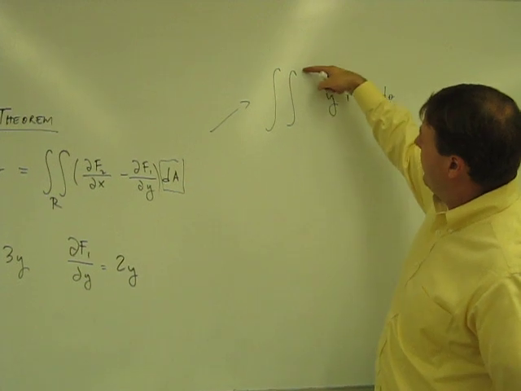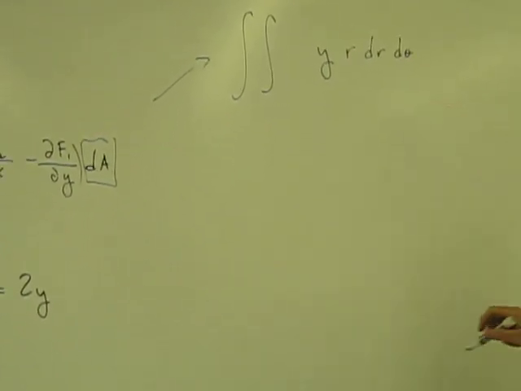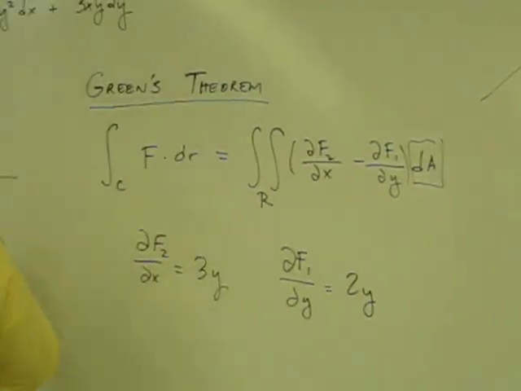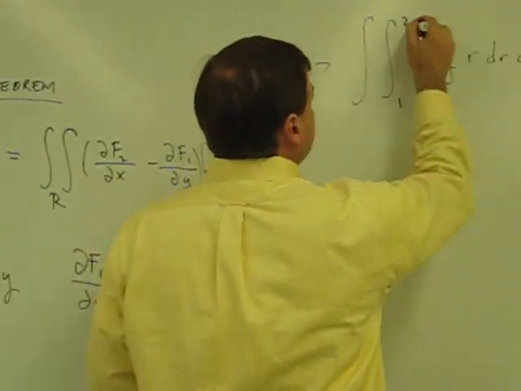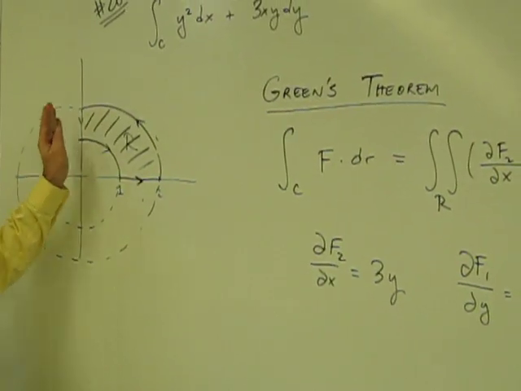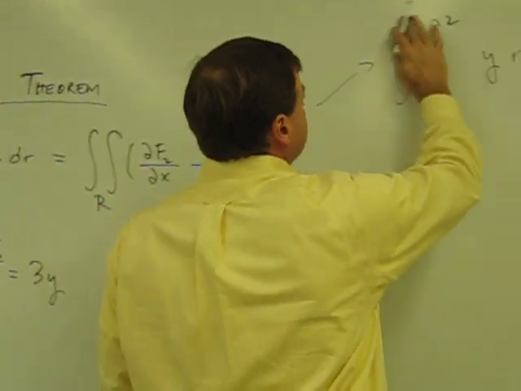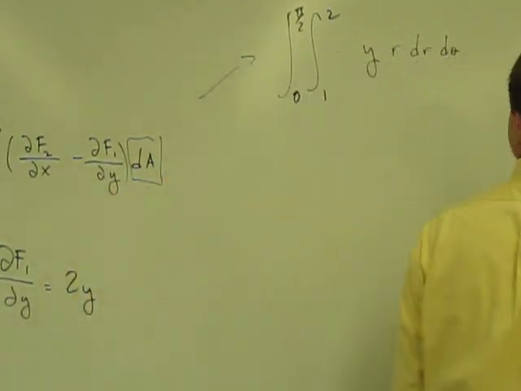What I need to put in now are the bounds. Since I've decided to use r and theta as my variables, I'm going to do r going from 1 to 2. And then theta is only going from 0 up to pi over 2. So there's the integral that I have to compute.